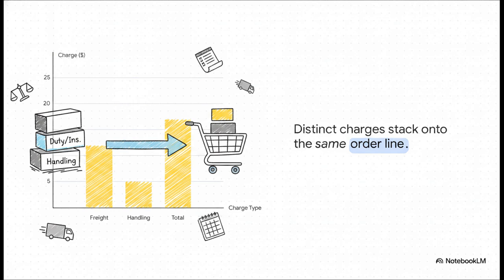Let's say a specific item qualifies for a $12 freight rule and maybe a $5 handling rule. Oracle Pricing returns multiple distinct charges that neatly stack together onto the very same order line for a total line charge of $17. Notice that it doesn't just lump everything together into one generic shipping fee. It keeps the charges completely distinct. Freight is freight, handling is handling. This is absolutely crucial because it means your accounting and reporting downstream stay perfectly clean, detailed, and completely transparent.